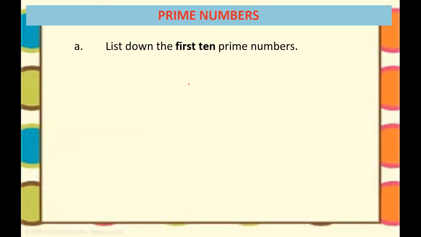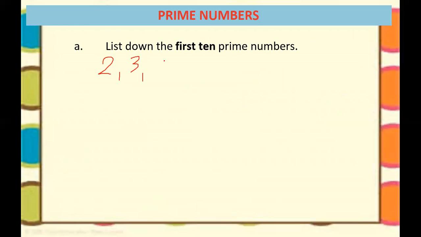Now, let's check this one. Can you list down the first 10 prime numbers? Okay, let's see. Since we said 2 is the lowest, what will be the next? All right, 3, because 1 times 3 only. What will be the next?